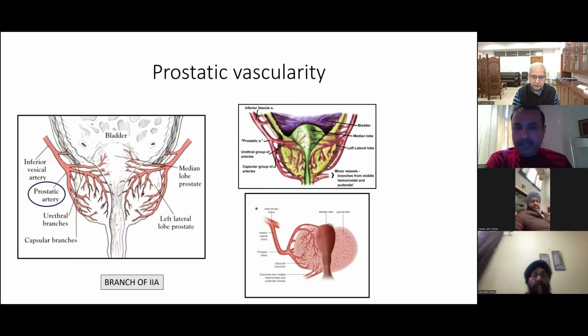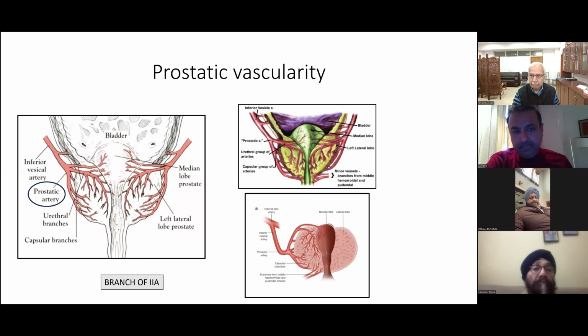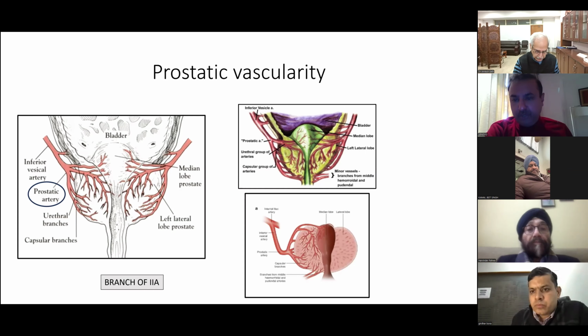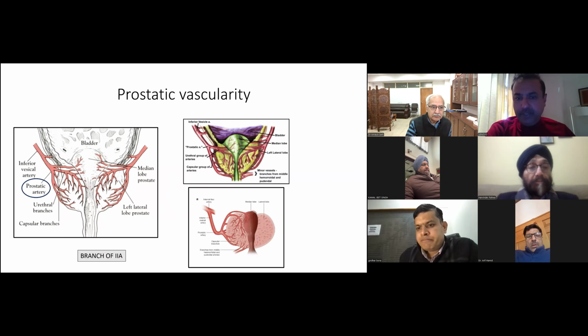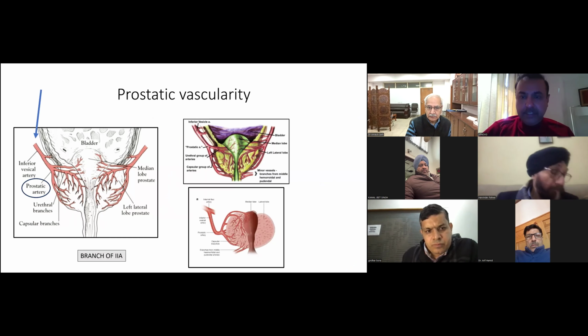Regarding the prostatic vascularity, the commonest thing asked is: what is the prostatic artery? It's a branch of the inferior vesical artery, which in turn is a branch of the internal iliac artery. We all should know that because now TAE, that is transarterial embolization of the prostatic artery, is becoming very popular. And at least if someday your institute starts it, you should know how to approach it to do an embolization of the prostatic artery in dire circumstances.